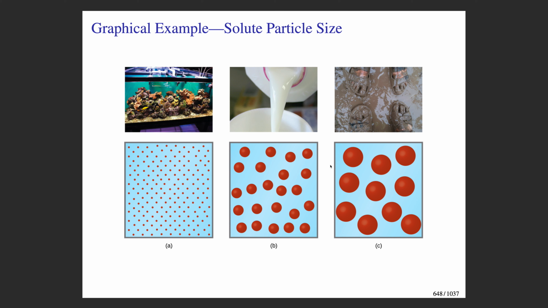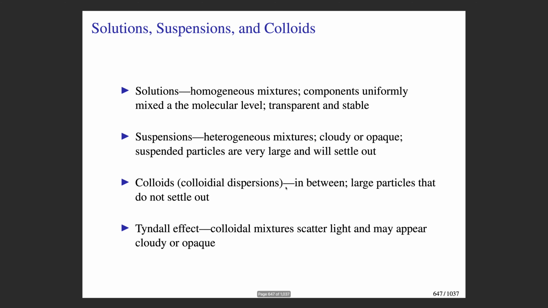Well, you can have solute particles that are in between these two extremes. So bigger than individual ions, but much smaller than large chunks of dirt. Milk would be an example. The milk fat within the milk would be in-between sized particles between these two extremes. And these types of mixtures are called colloids, or colloidal dispersions.